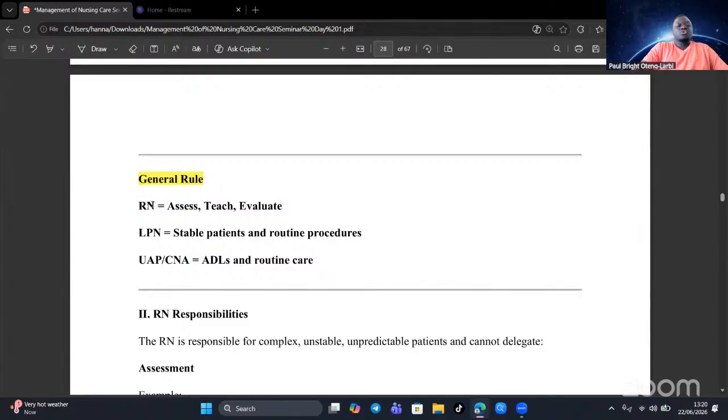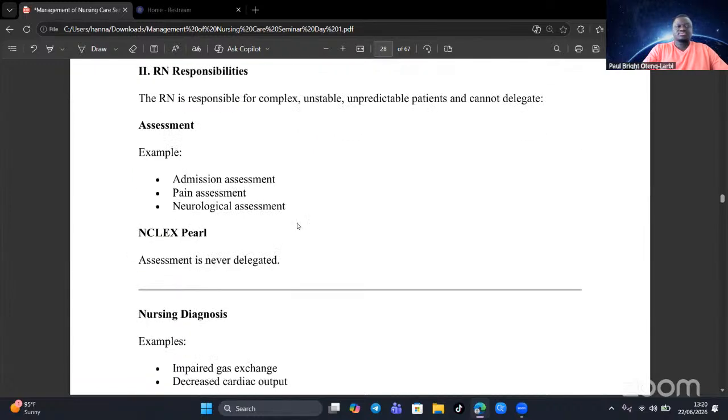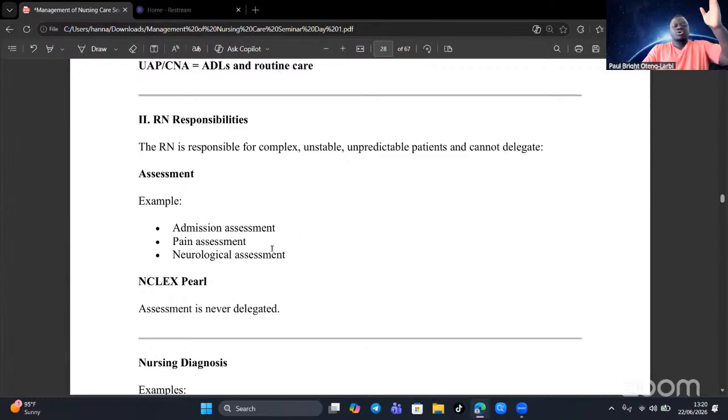So the RN will always assess, teach, and evaluate. The LPN will do stable and unstable every day, routine. Then the UAP does activities of daily living and routine care. So let's continue. We know the RN does all the ART-PIE.